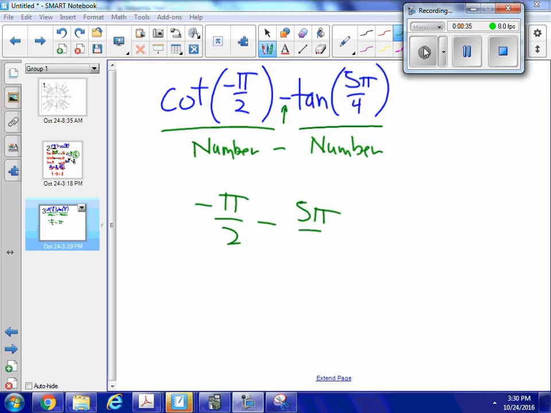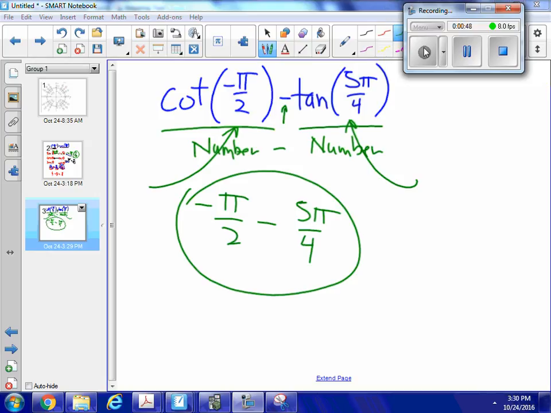The angles in this case are the arguments of these trigonometric functions. You put an angle into a trigonometric function and you get a number. So I don't want to do anything like adding or subtracting with these angles here. I just want to find what's the number for this and what's the number for that, and then subtract one from the other.